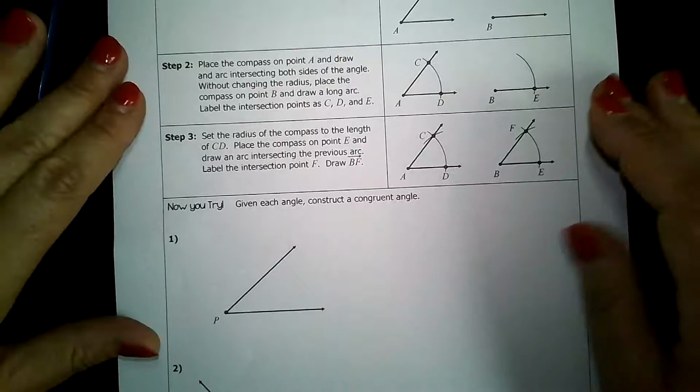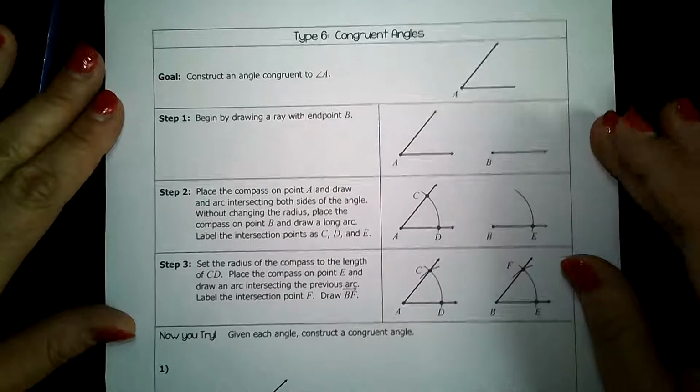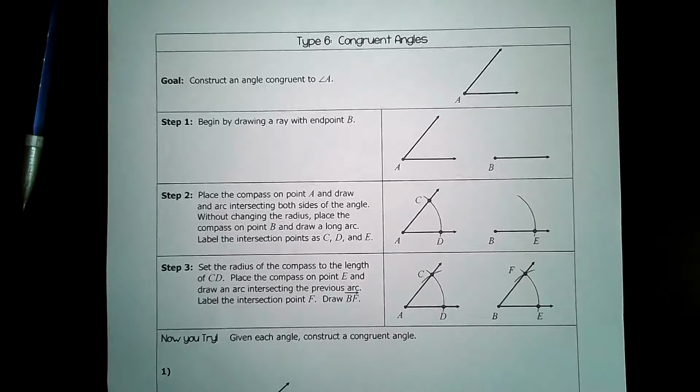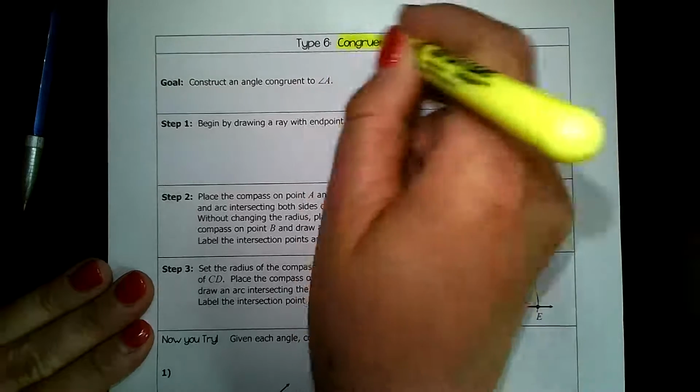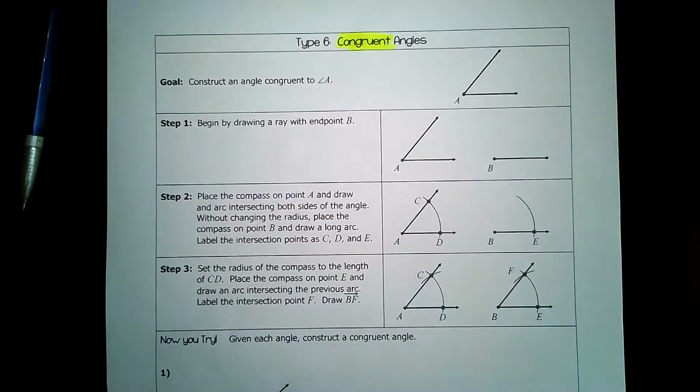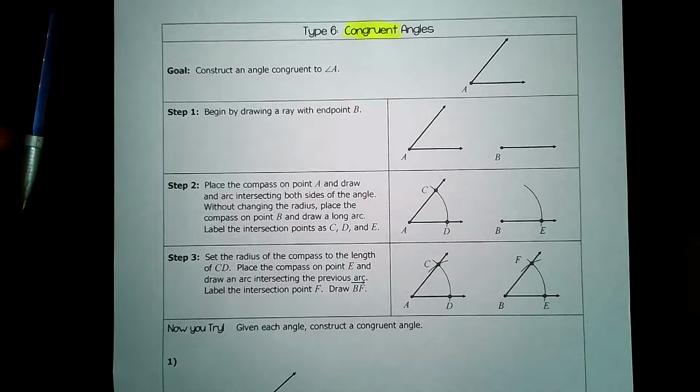Hey, hello everybody, and this is our last construction that we need to learn in the series here. In this video, we're going to learn how to construct congruent angles. So our goal is to take an angle that's been given to us and construct another angle that's perfectly congruent to that angle. Okay, so let's get started.